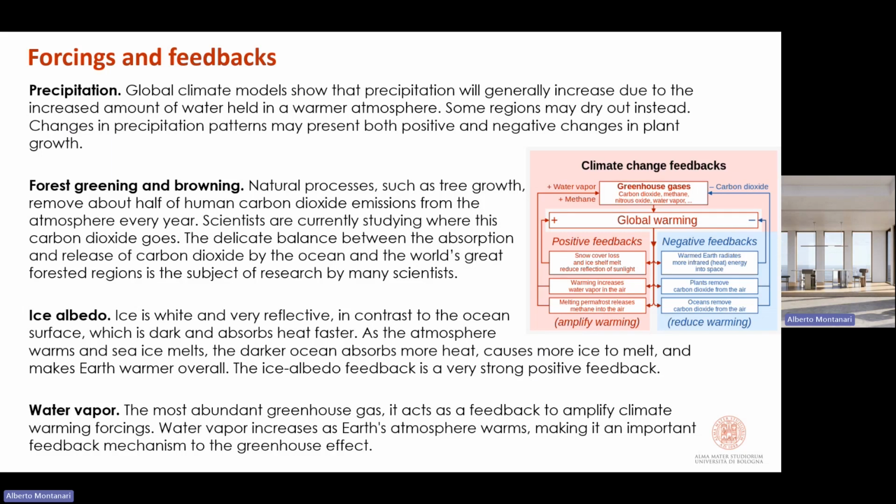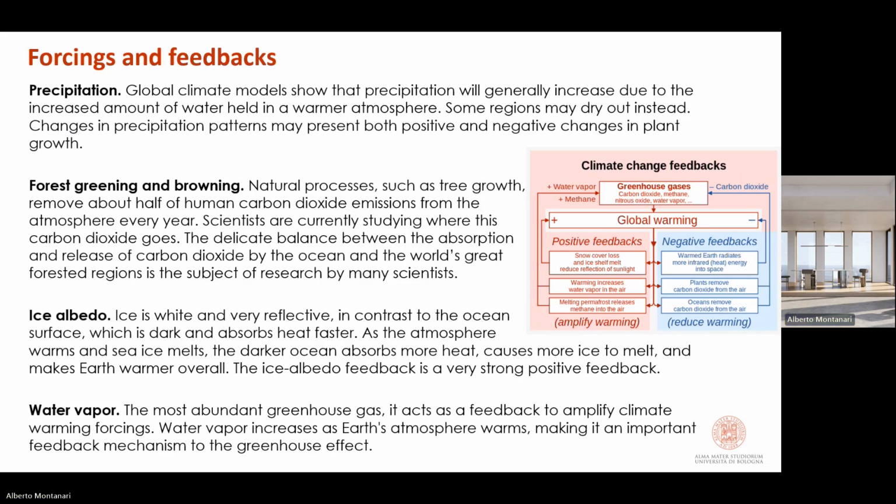The graph on the right is also taken from NASA and tells you that you have the water vapor plus methane plus carbon dioxide that cause the greenhouse effect, global warming, with the positive and negative feedbacks. You can see in the graph more feedbacks with respect to the 5 that I described.